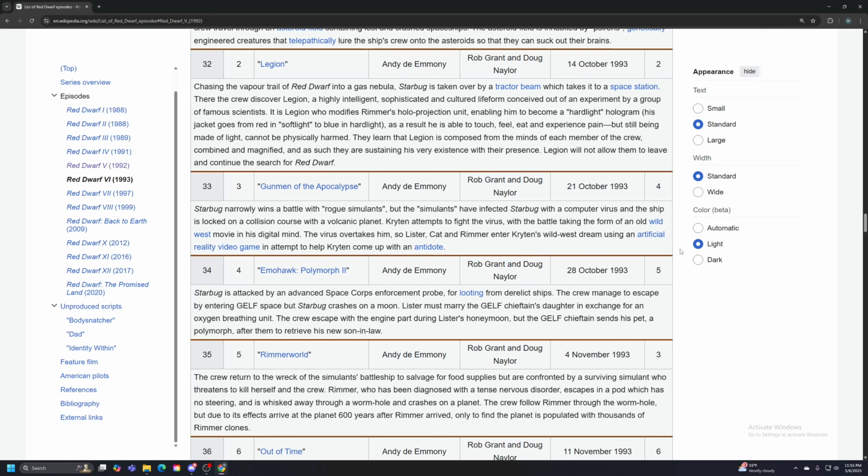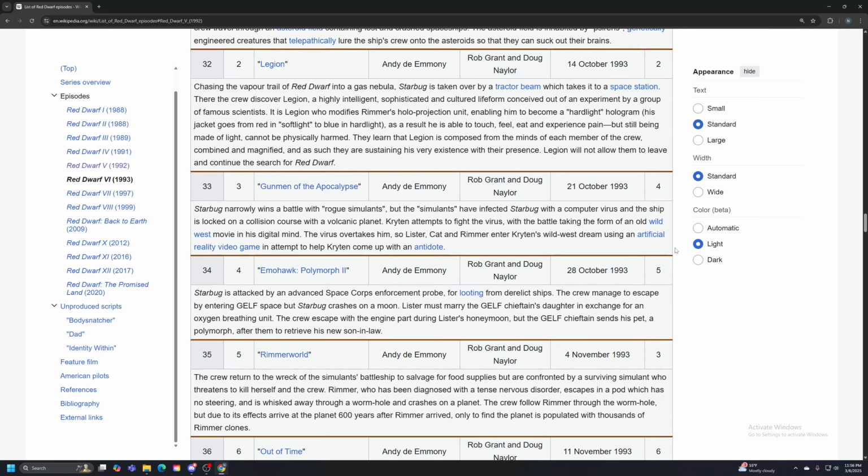As a result he is able to touch, feel, eat, and experience pain, but still being made of light, he cannot be physically harmed. That's overpowered. They learn that Legion is composed from the minds of each member of the crew, combined and magnified, and as such they are sustaining his very existence with their presence. Legion will not allow them to leave and continue the search for the Red Dwarf.